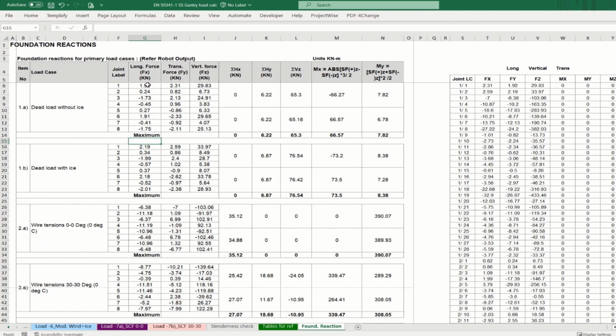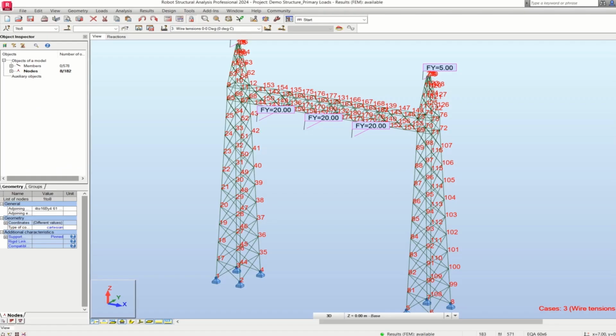For longitudinal force F of x, while considering the foundation design, we need to consider F of y of the foundation reaction from the structure. Similarly, for transverse force F of y, which is perpendicular to the conductor, we need to consider F of x, because as you see in the Robot structure, the x-axis is perpendicular to the conductor span.